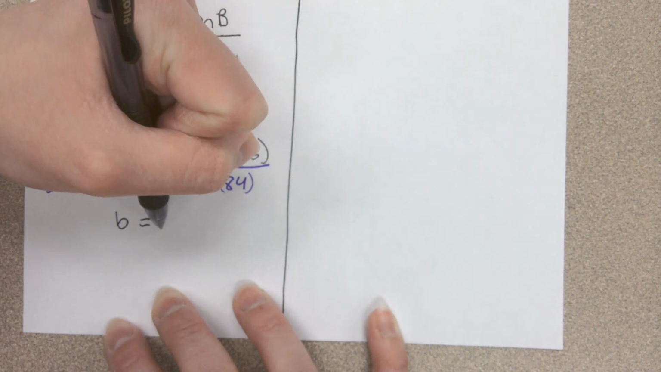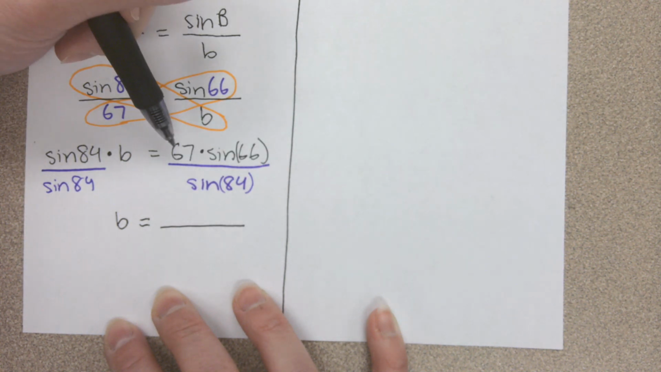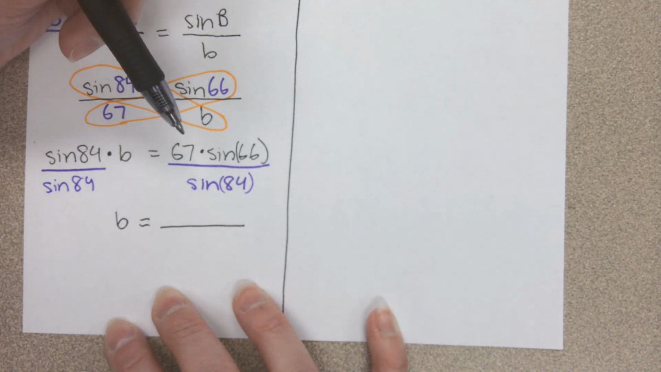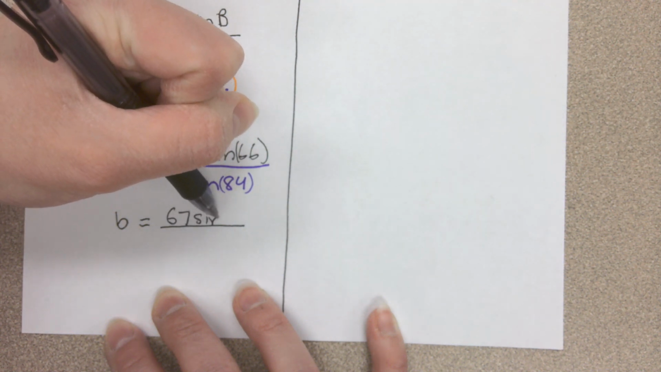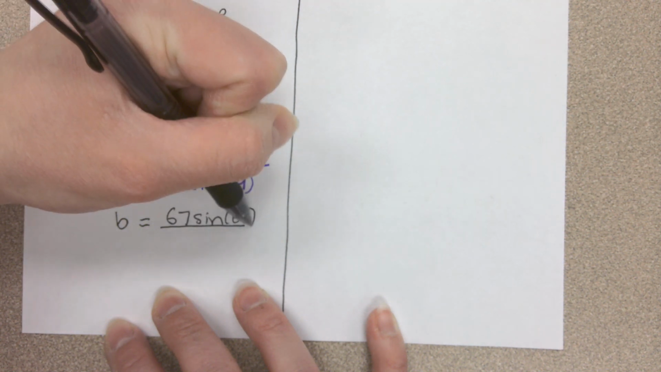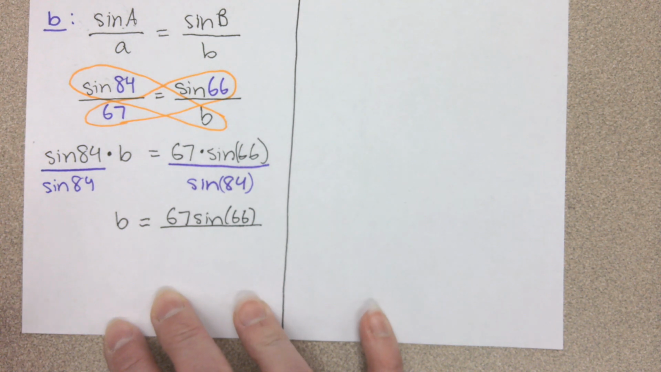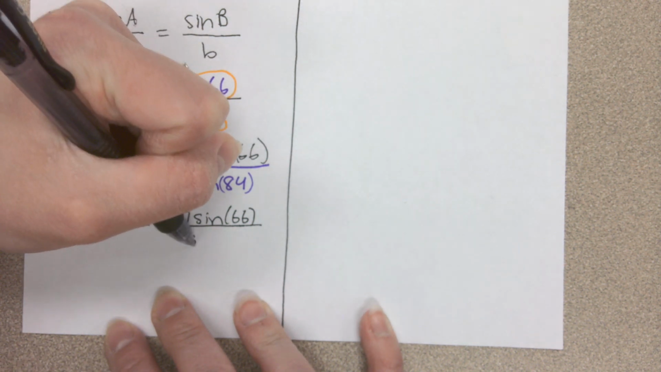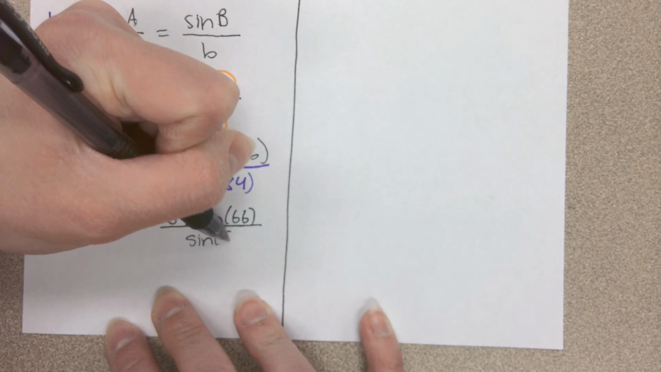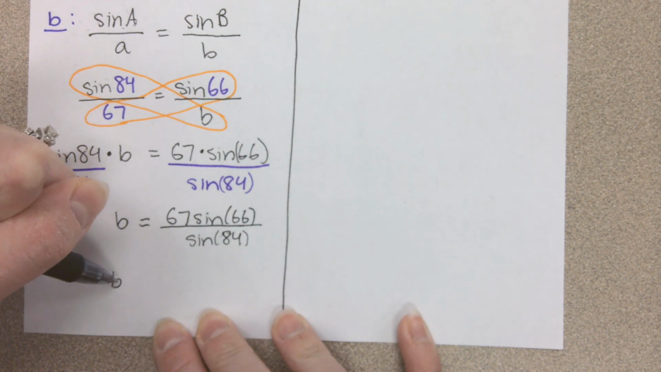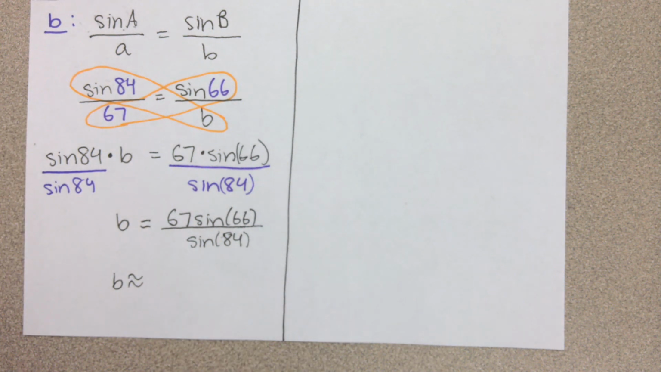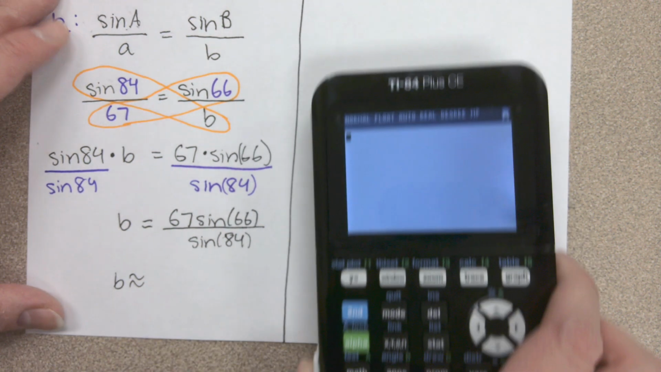b equals, and then fun fact, you can write straight up 67 sine in your calculator. It will understand this is multiplication. So I'm going to drop the times in between those two. 67 sine of 66 over sine of 84. You need to type that into your calculator to get the answer. And then reminder, we're rounding to 2 decimal places. Make sure your calculator is in degrees when you type this in.